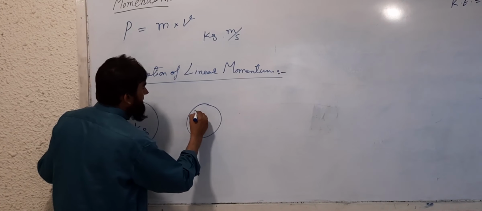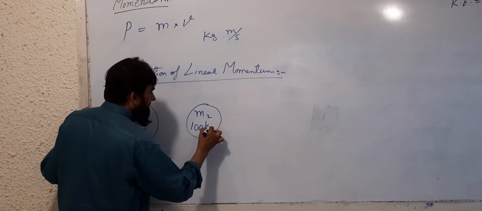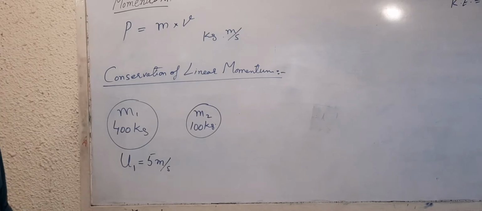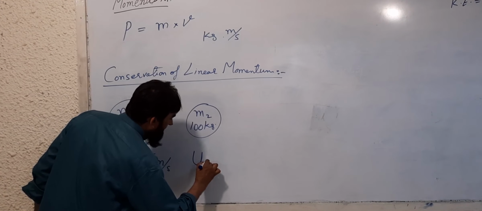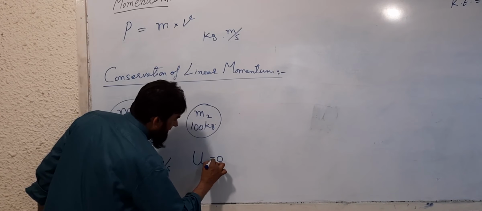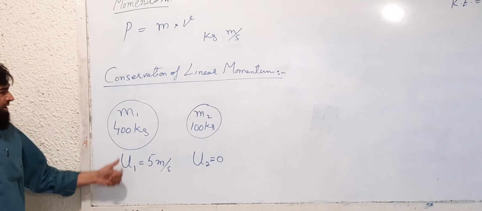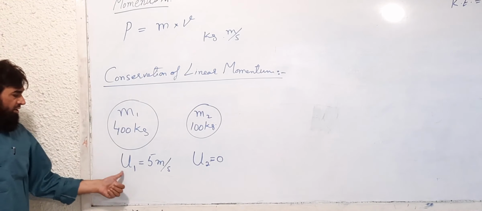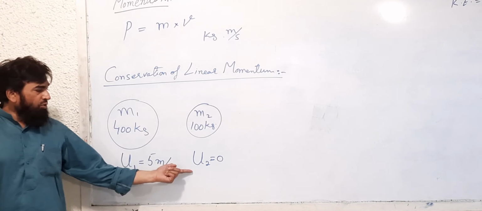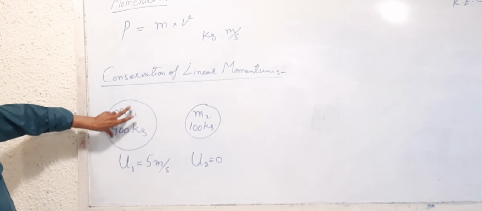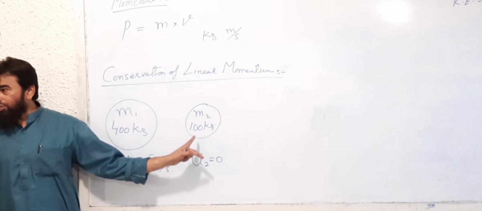Say its mass m2 is 100 kg. Its initial velocity u2 is equal to 0. For the sake of convenience, I am using different variables: m1 is the mass of this body, u1 is the velocity of this body, m2 is the mass of this, and u2 is the velocity of this. This body is moving with 5 meter per second, and this body is not moving, it is stationary.